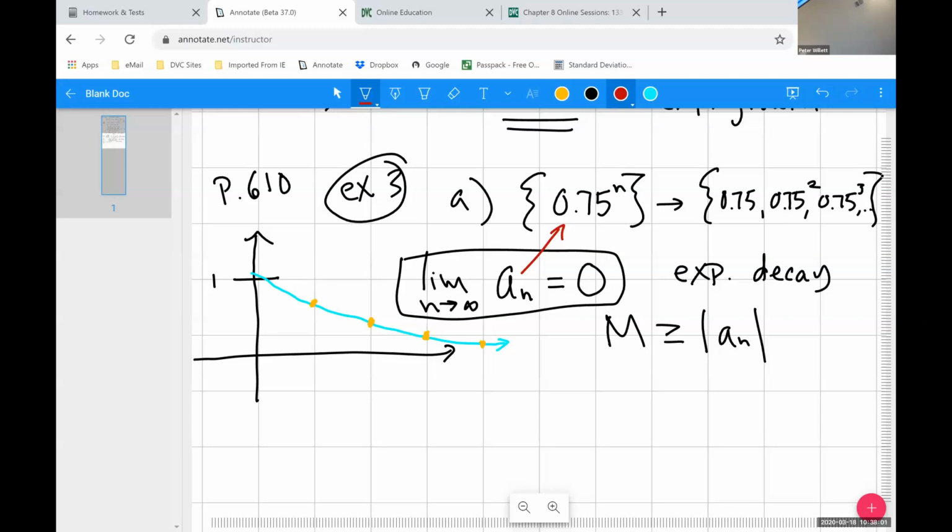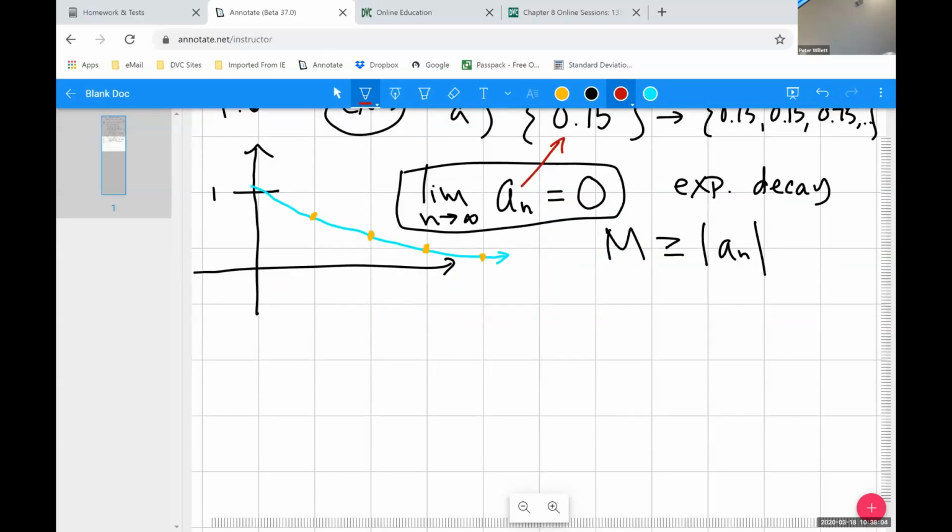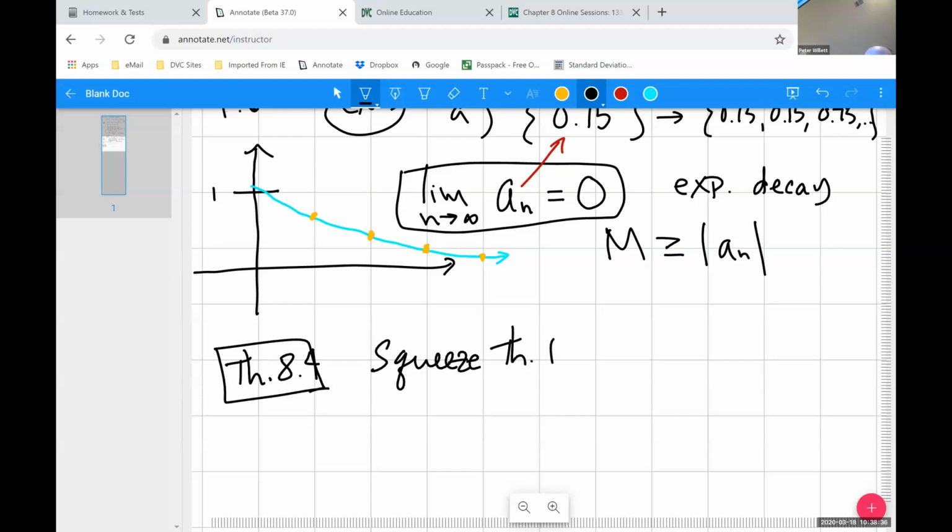So the first thing I would point out in this advancement of the section is, oops, let's go back to black, we have theorem 8.4, and as you can note from the numeration there, that's actually before theorem 8.5, which we talked about a minute ago, because bounded monotonic sequences converge. Right before that, they give you a squeeze theorem for sequences.